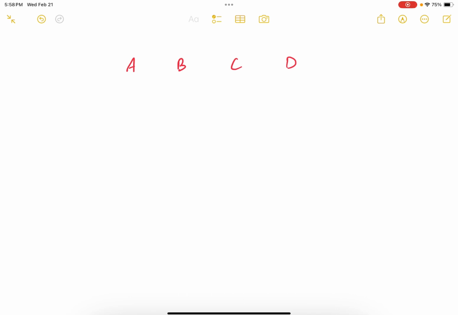So each chair may be occupied and it can be empty as well. So if a chair is occupied, then you say it is a 1, and if a chair is empty, you say it is a 0. For example, if A is occupied, I say 1. If B is empty, I say it's 0. If C is empty, it is 0. And if D is occupied, then it is 1.